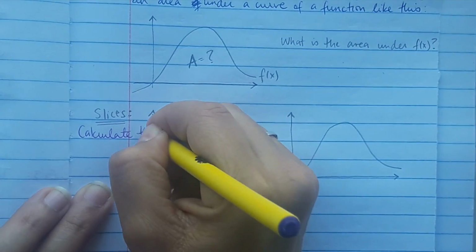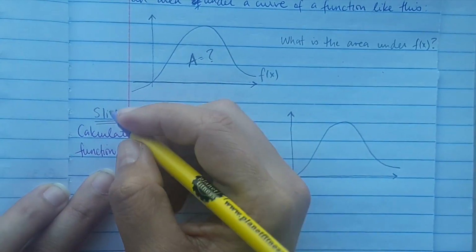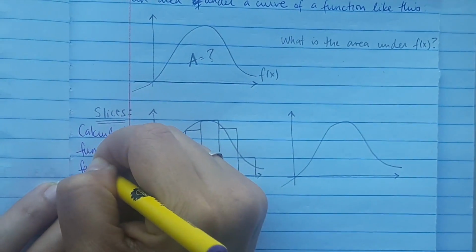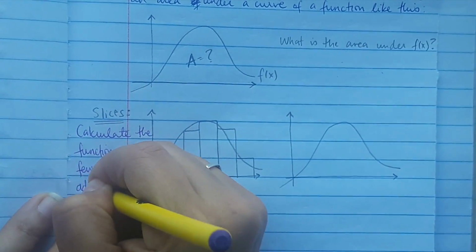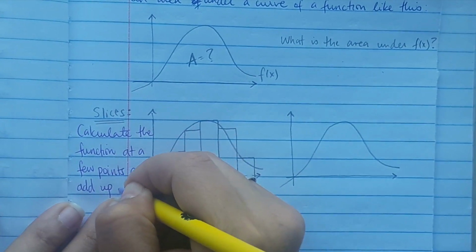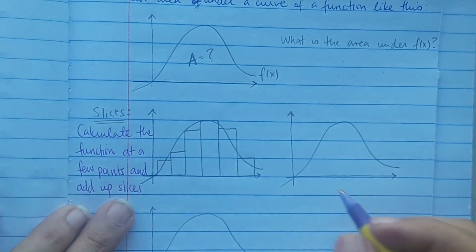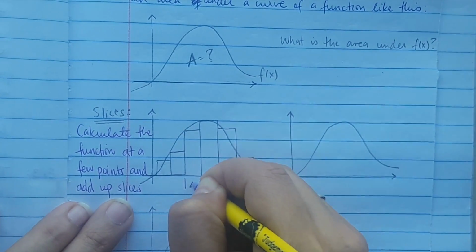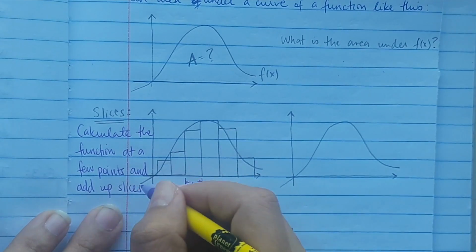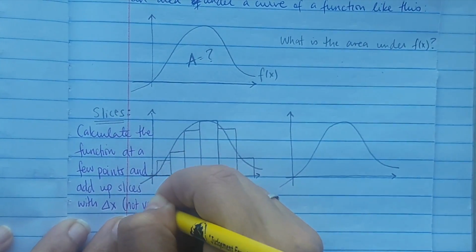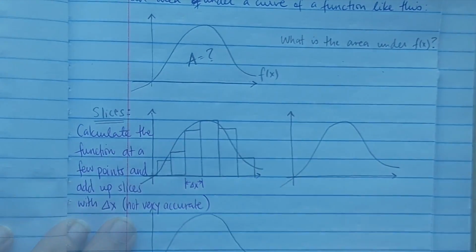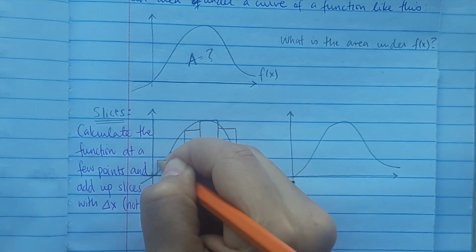Alright, so calculate the function at a few points and add up the slices with change in x. Now the change in x is the difference right there, the base of each rectangle. That's the change in x. Alright, it's not a very accurate way of doing this when the change in x is so big. And let's take a look at why.